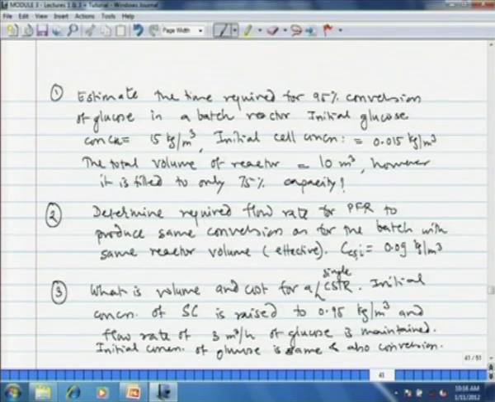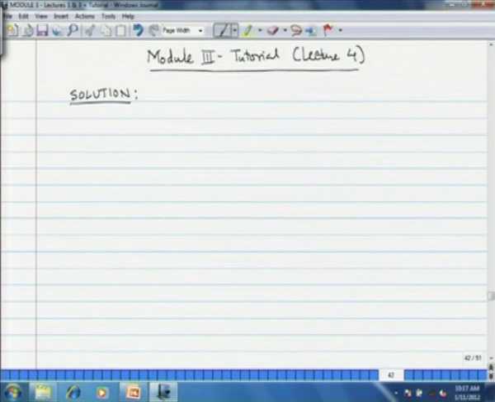And the third question is about converting the same PFR into a single CSTR. Initial concentration of bacteria is further raised almost 10 times to 0.95 kg per meter cube, and the flow rate is maintained at 3 meter cube per hour of glucose, and the initial concentration of glucose is the same and also the conversion. So, we have to estimate here the volume and cost of this particular CSTR. Now, let us deal with each of these problems one by one.